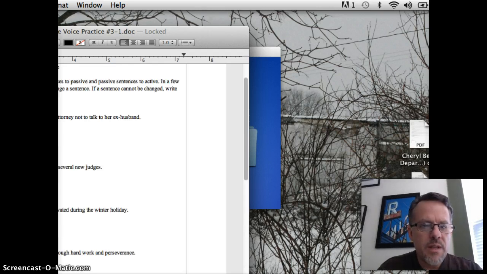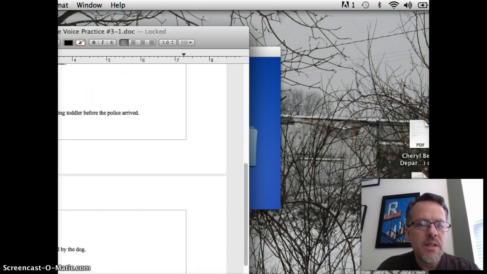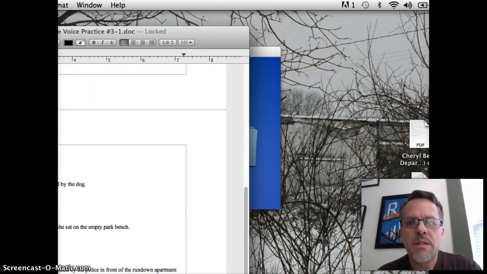Now, number 7. Number 7 says, look, the rabbit is being chased by the dog. So the rabbit is being chased. We see that we have a form of the be verb, and we have the past participle of chase, which is chased. So this is a passive voice sentence, and we can make it active by making the agent, the dog, the subject of the active voice sentence.